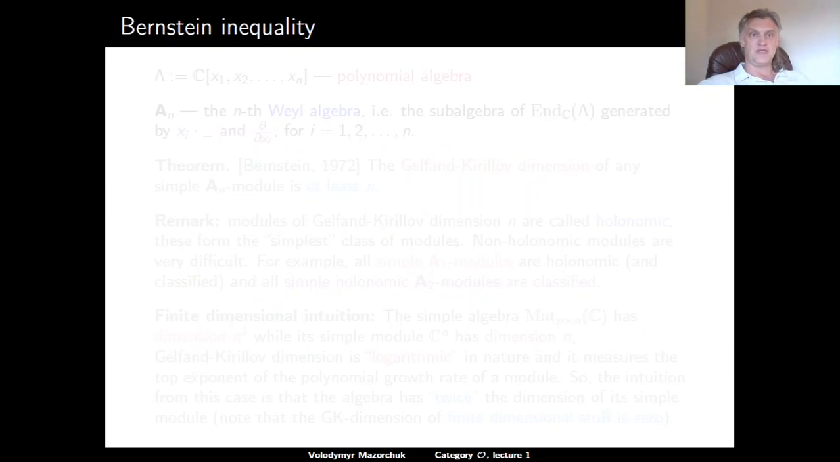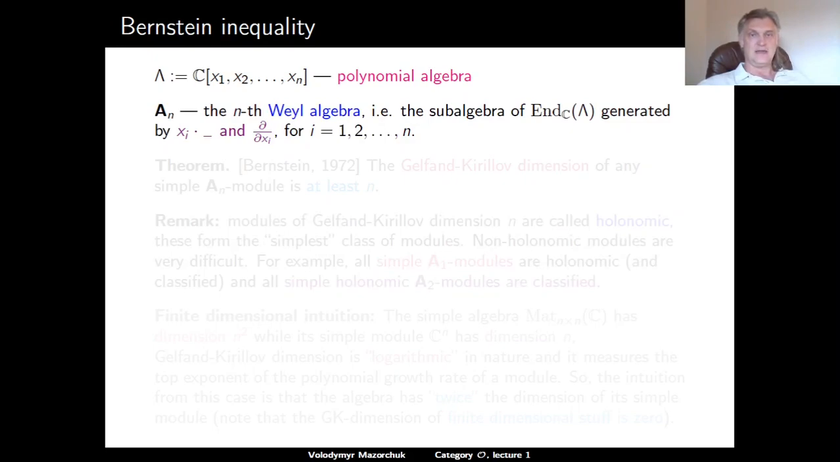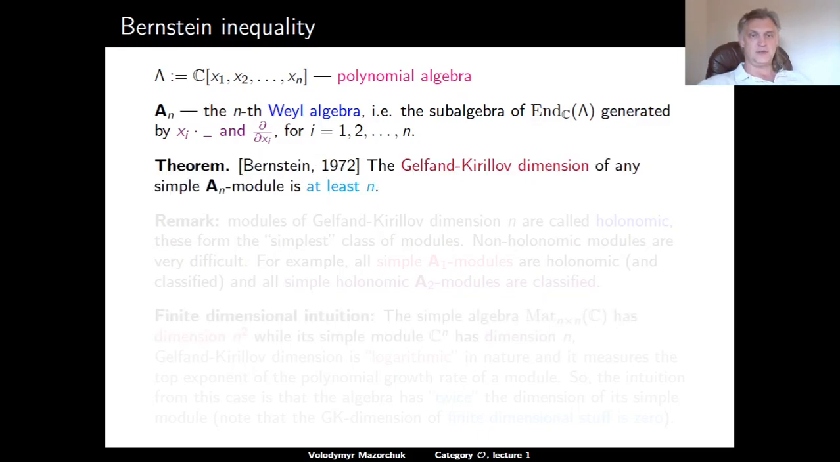So detour number 2 is Bernstein's inequality. Consider the polynomial algebra Lambda in n variables. The Weyl algebra AN is the subalgebra of the algebra of all linear endomorphisms of Lambda, generated by the multiplication with each variable xi and the partial derivative with respect to each variable xi. In 1972, Bernstein proved the following theorem: the Gelfand-Kirillov dimension of any simple AN module is at least n.